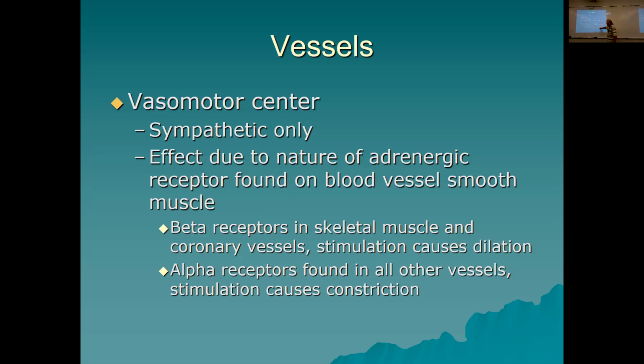Alpha receptors are found in all other vessels. And this stimulation will actually stimulate the contraction of smooth muscle. And that'll cause vasoconstriction, a small opening, and blood pressure will go up.